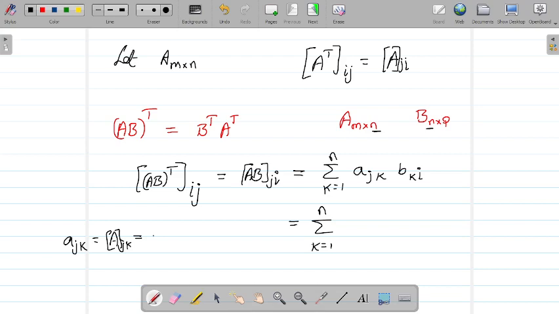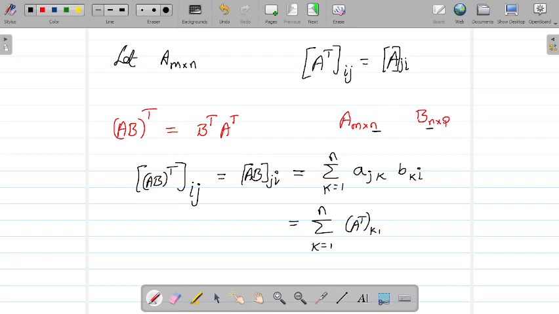If you take A transpose, its kjth entry is nothing but the jkth entry of A. So now I'm going to write this a_jk as an entry of A transpose, the kjth entry as per the definition. And similarly this one, B transpose ikth entry. Now I'll rewrite this. So this is summation k equal to 1 to n.